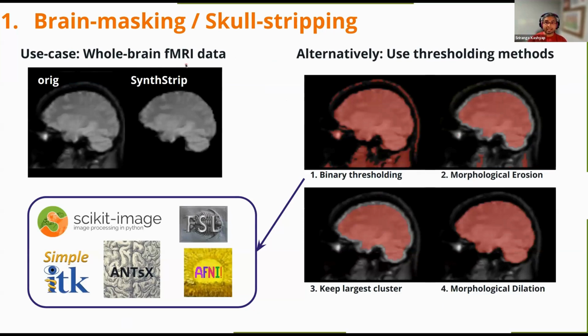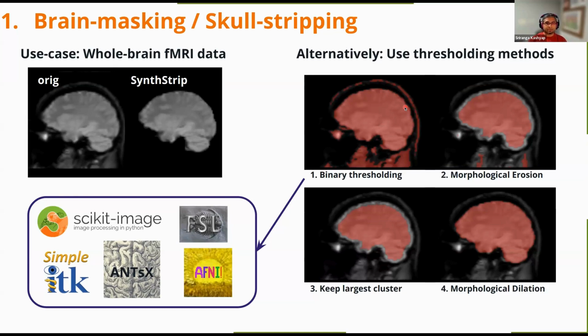In this case, I'm looking at fMRI data. So the previous data set, as you saw, was a T1, which is your structural scan. This is fMRI. And here you can see that this is the original data. You use SynStrip, and then you get this beautiful brain mask. Alternatively, if you have some challenging data sets, you have thresholding methods that you can consider using.